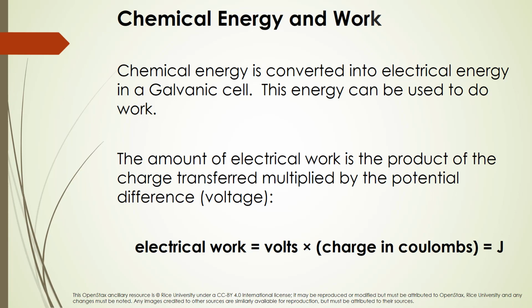That happens spontaneously, and we can use this energy to do work. Now, the amount of the electrical work is actually the product of the charge transferred multiplied by the potential difference, or the voltage. And you can see the equation for that at the bottom of the slide. Electrical work is equal to volts times charge in coulombs, and that'll give us joules, which of course is an energy unit.